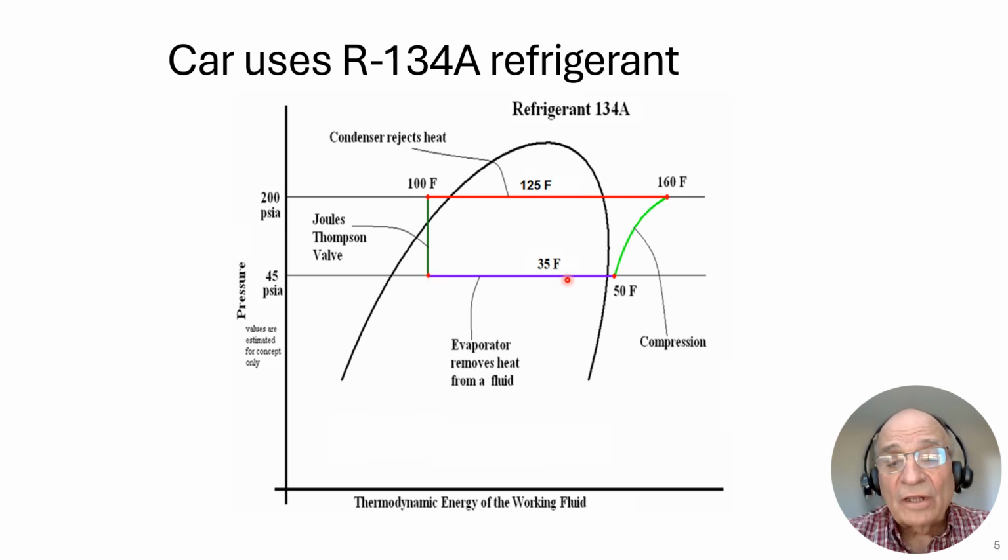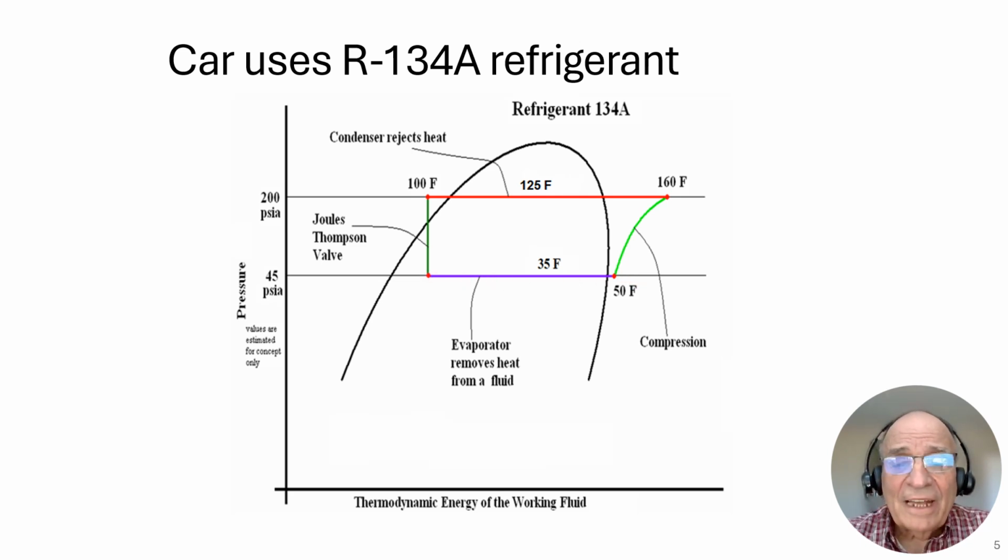The evaporator coil is under your car dashboard. And in the evaporator coil, you cool down the car that's in the air and you actually change phase of this refrigerant from liquid and gas, which it is here, to 100% gas, which it is here.